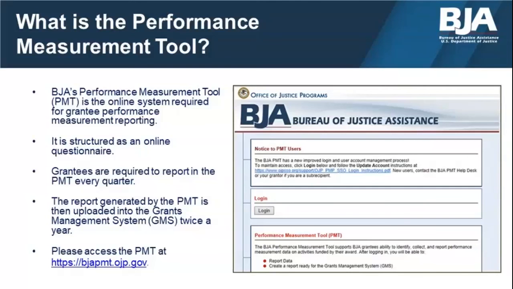Twice a year, we require you to generate a report out of the PMT system that you will then upload into the GMS system. This allows the information you report into PMT to be accessible to all the grant program managers that you work with at BJA. At the bottom of the slide here is a link to the PMT website, which you can explore once your login credentials are created.